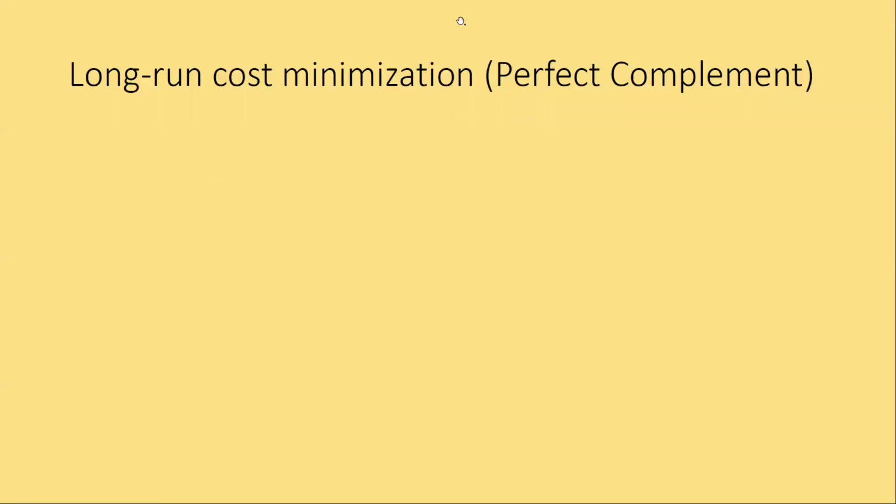So here we are going to do the cost minimization problem when we have a perfect complement production function. And I'm going to make a comparison with our consumer theory again, because there is another important difference in this case.